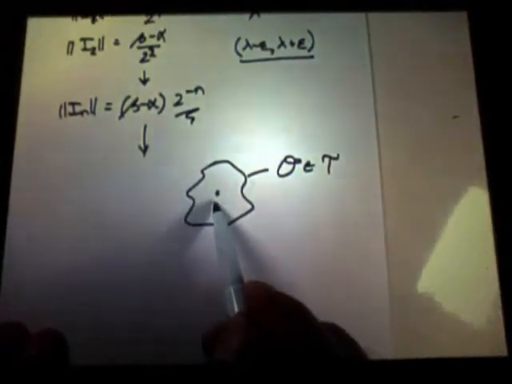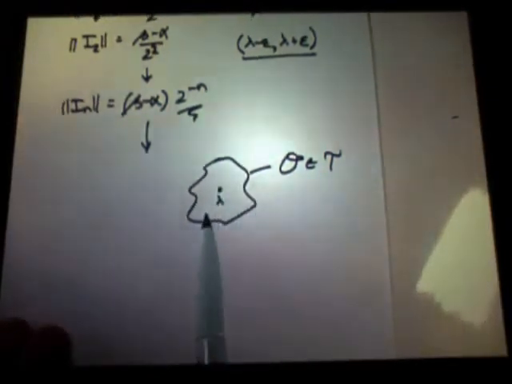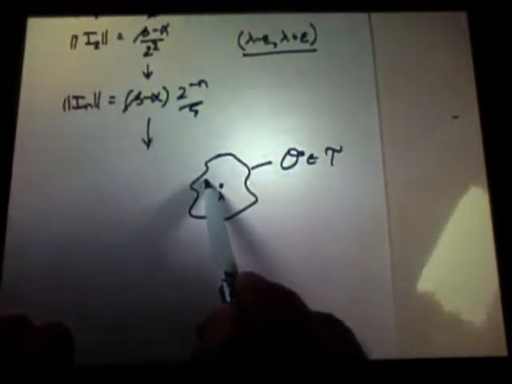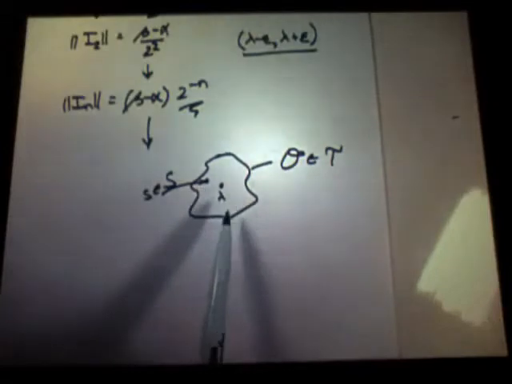If you have this point lambda here, what you insist on, if you want it to be a limit point of the set S, is that for every open set in the topology containing lambda, there must be a point of the set S within that open set, distinct from lambda. It's entirely possible that lambda is also part of S.